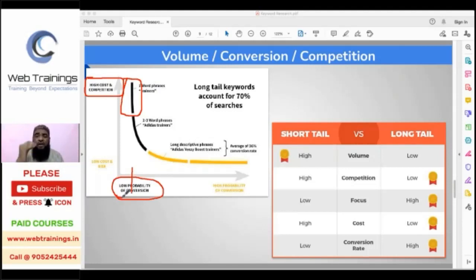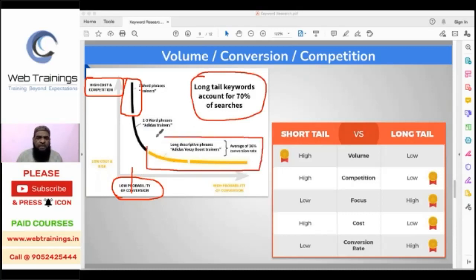Why? Because those are reserved for the big brands who want to target any kind of short-tail keyword. But for small businesses, for companies, what we suggest is don't go even for medium. Medium is okay, we can go, but most of the time, if you notice here, almost 70% of overall searches in the market are actually for long tail keywords. And also the average conversion rate of long tail keywords is almost 36%.